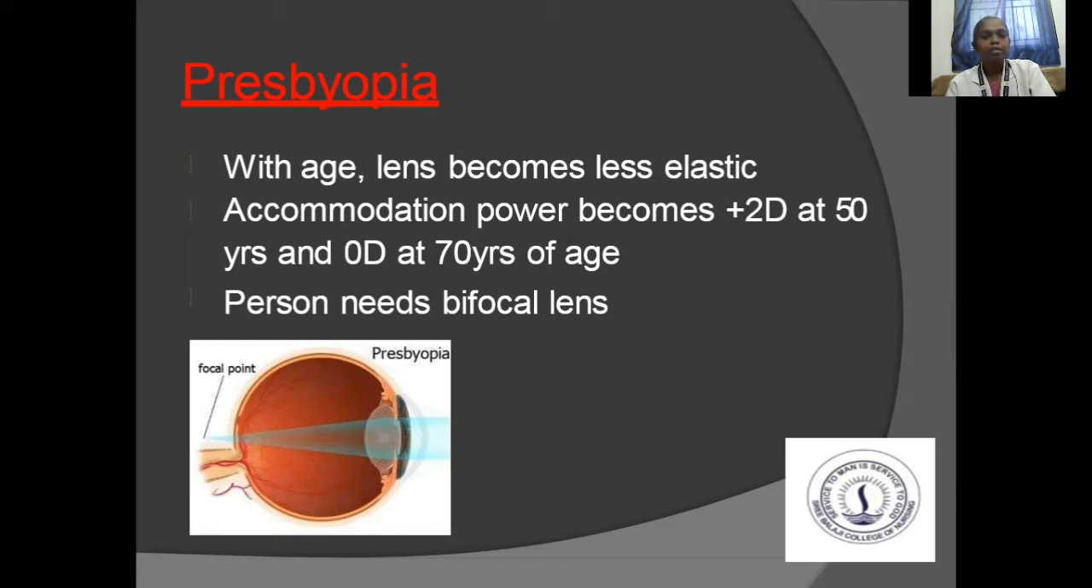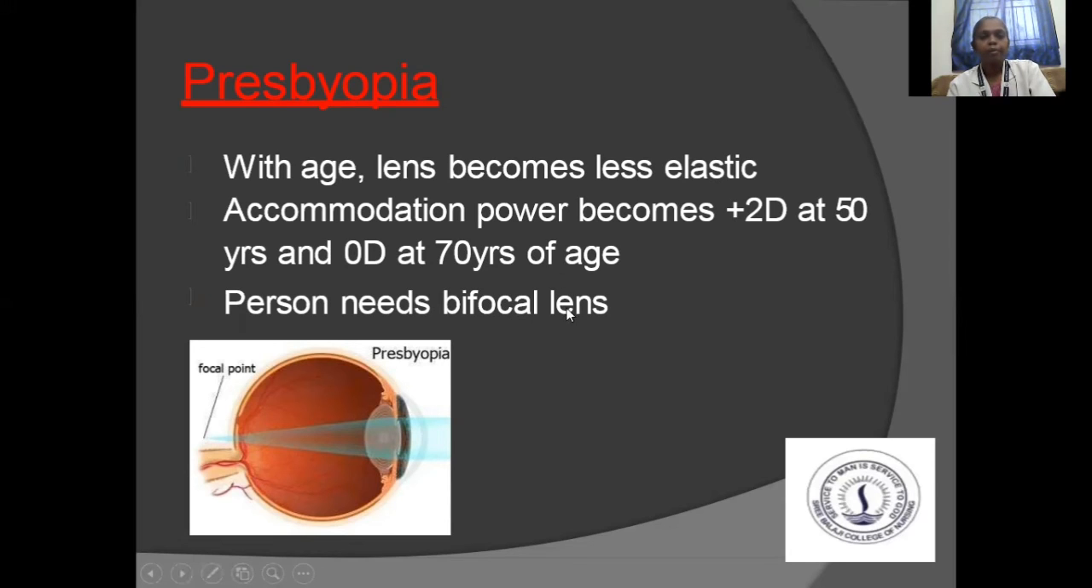With age, the lens becomes less elastic. As age increases, it becomes less elastic, and then the accommodation power also starts coming down. It becomes 2 diopters at the age of 50. When they reach 70, it becomes 0. So as the age increases, accommodation power comes down. The reason behind that is the loss of elasticity of the lens.